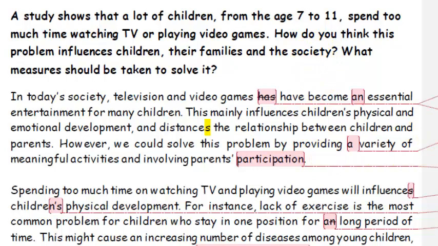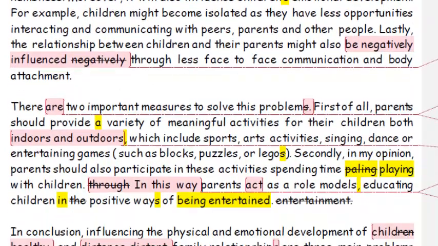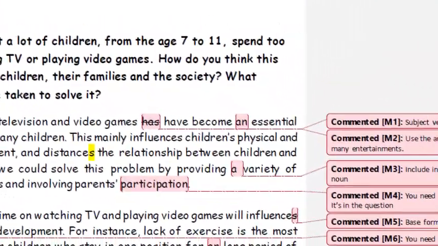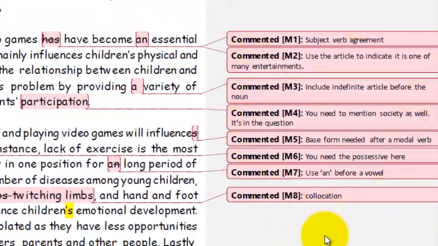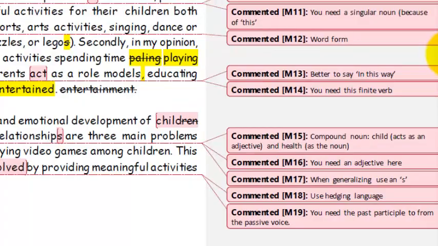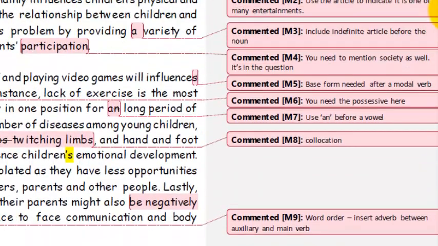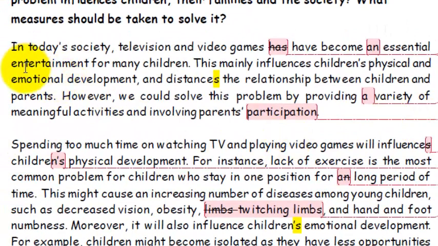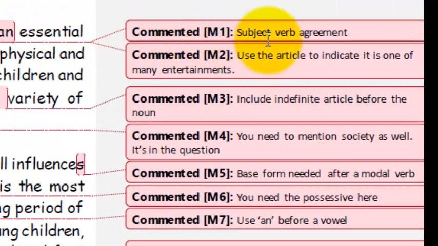Okay, so we have here a 4-paragraph essay, and you can see that on the side here are all of the comments about grammar and vocabulary. Let's take a look at a couple of them. So, the first sentence, in today's society, television and video games. Now, the writer actually wrote "has", but you can see here games and television that it's plural, so the verb has to be "have". So let's take a look at the comment over here.